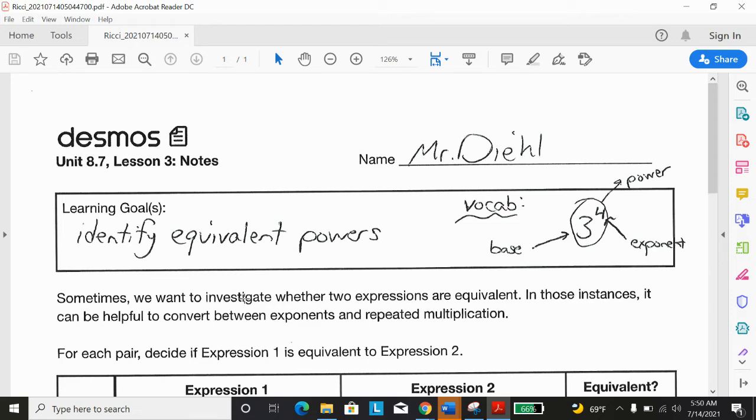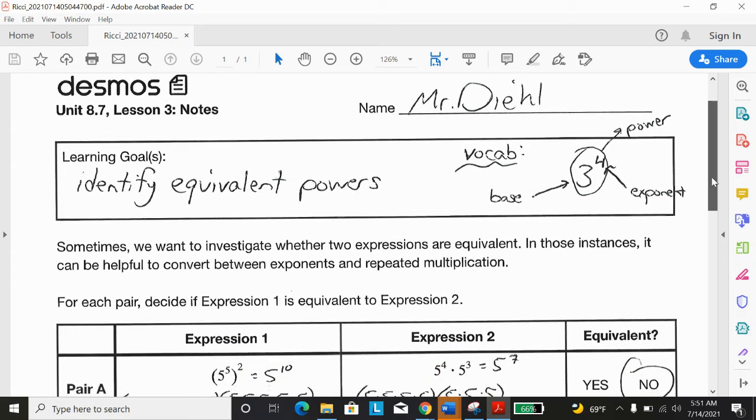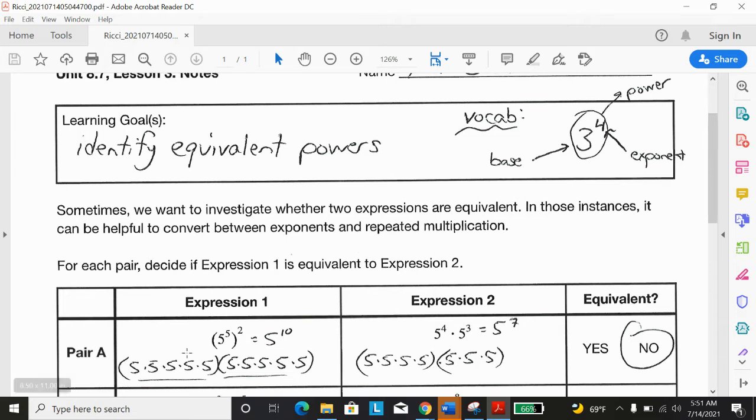So sometimes we do want to find out whether two expressions are equivalent. In those instances, it can be helpful to convert between exponents and repeated multiplication. Now we can use some of the rules that we've learned so far to do that, about how to multiply powers and how to raise a power to a power. So let's look at this first one. It wants us to figure out, is 5 to the 5th all to the 2nd the same thing as 5 to the 4th times 5 to the 3rd?